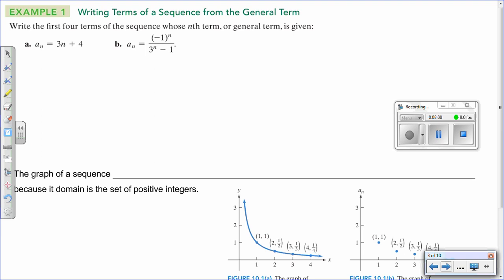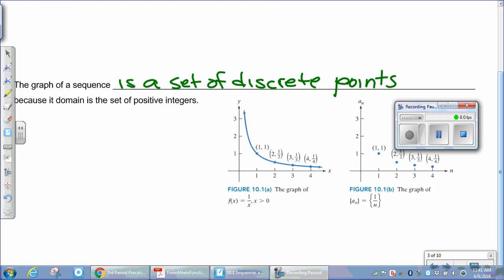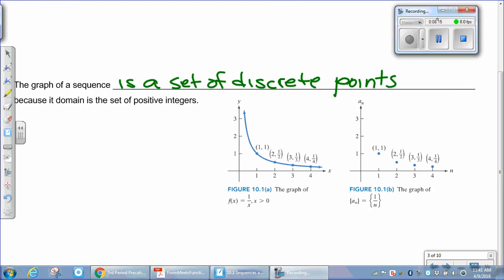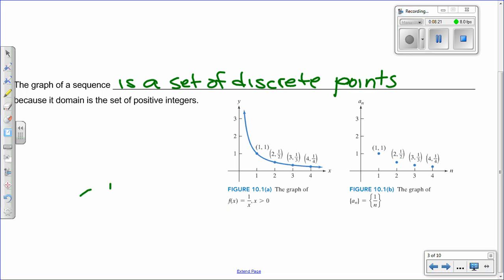So let's just write it here. The graph of a sequence is a set of discrete points. Like in Algebra 2, we covered graphs that are continuous, and then graphs that are only points. We call them discrete graphs, or discrete functions. So that's what a sequence is.